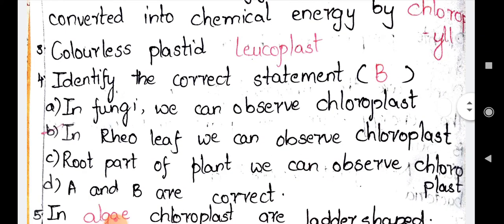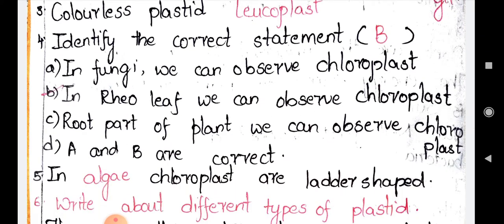Now going to the fourth one, identify the correct statement. Here they have given choosings, and we have to read out each statement. The first statement is, in fungi we can observe the chloroplast. Fungi are called saprophytes. Why are fungi called saprophytes? As they do not have chlorophyll, they cannot prepare their own food material. They have to depend upon rotten material. So they follow heterotrophic nutrition, meaning they cannot synthesize their own food material.